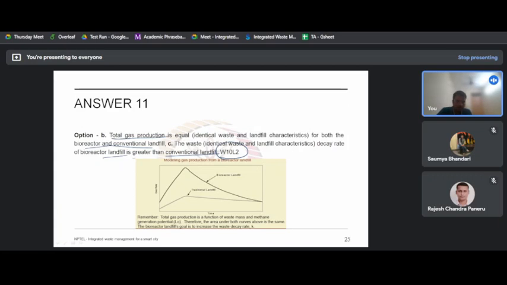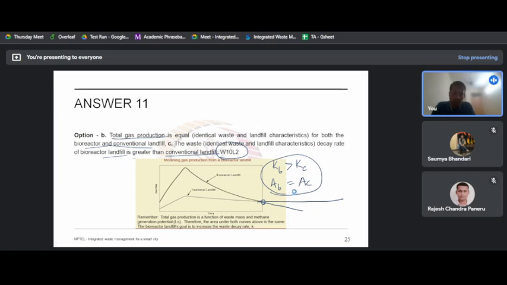Here we can see the graph of the gas rate versus time. Here we can see they are intersecting. This is not the full graph. Bioreactor will go down quickly, but conventional will keep on extending. So the areas will be the same, but the decay rate of bioreactor landfill will be much faster than a conventional landfill, but the areas will be the same. So you can remember these 2 facts.